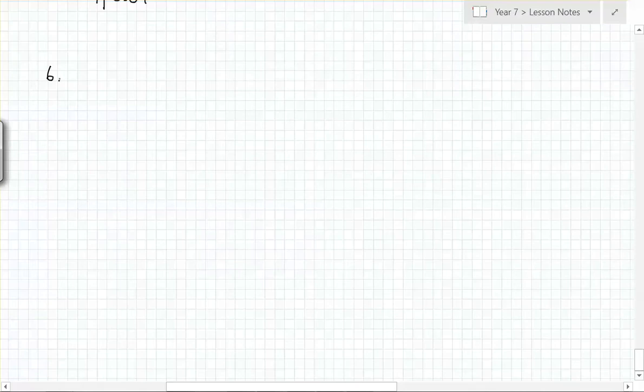Okay, question 6. A calculator costs £6. So we've got to think one calculator costs £6. How many calculators can you buy with £100? So we talked about this, about how you know it's division. It's how many. We've got to share 100. How many 6s go into 100? So we do 100 divided by 6.